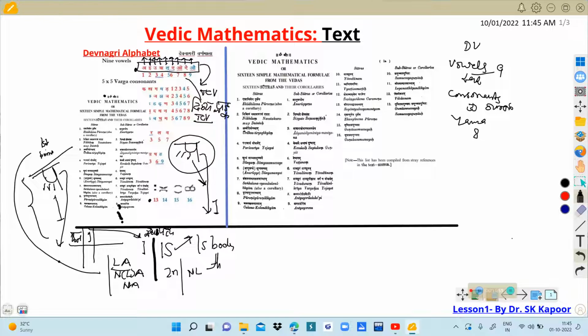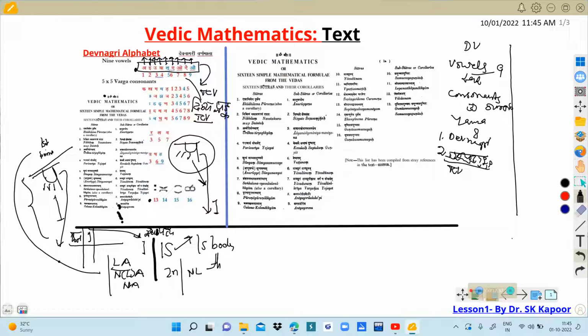So the learning point being focused today is that let us acquaint ourselves with Devnagri script, and then let us have their placement values. There are 9 vowels, and these are having 1, 2, 3, 4, 5, 6, 7, 8 and 9 as sequential placements. So these are their TCV values.